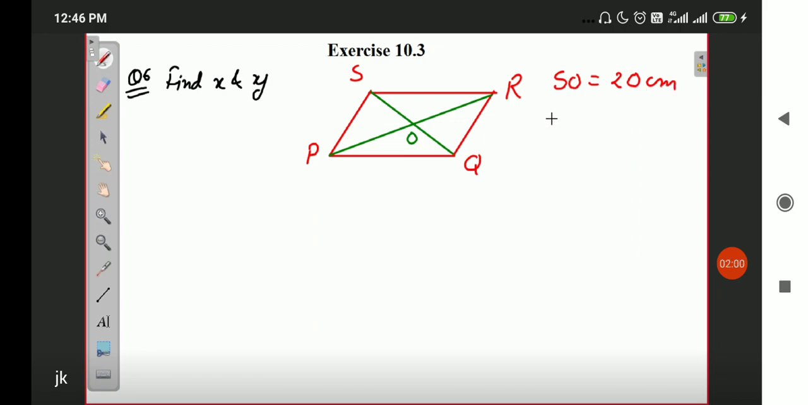Then OQ is x plus y. Then PO length is 15 centimeter and length RO is y plus 3. You don't need to write this.